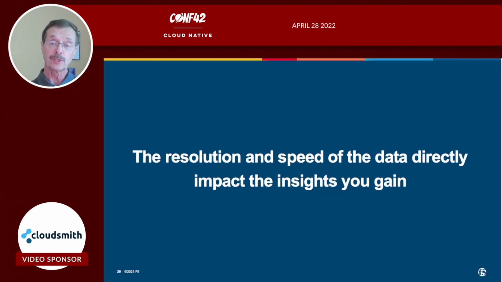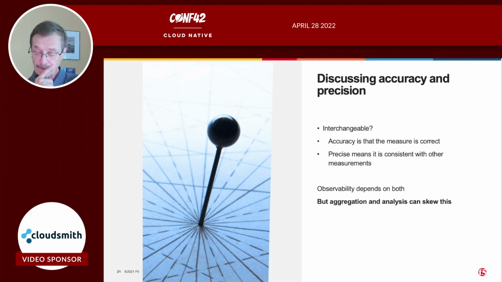And that resolution and speed together impact the insights you get from the data that's coming in. Pretty straightforward. Makes perfect sense. But when you start looking at this at volume is where life gets interesting. So I mentioned precision and accuracy, and we need to talk a little bit about this.